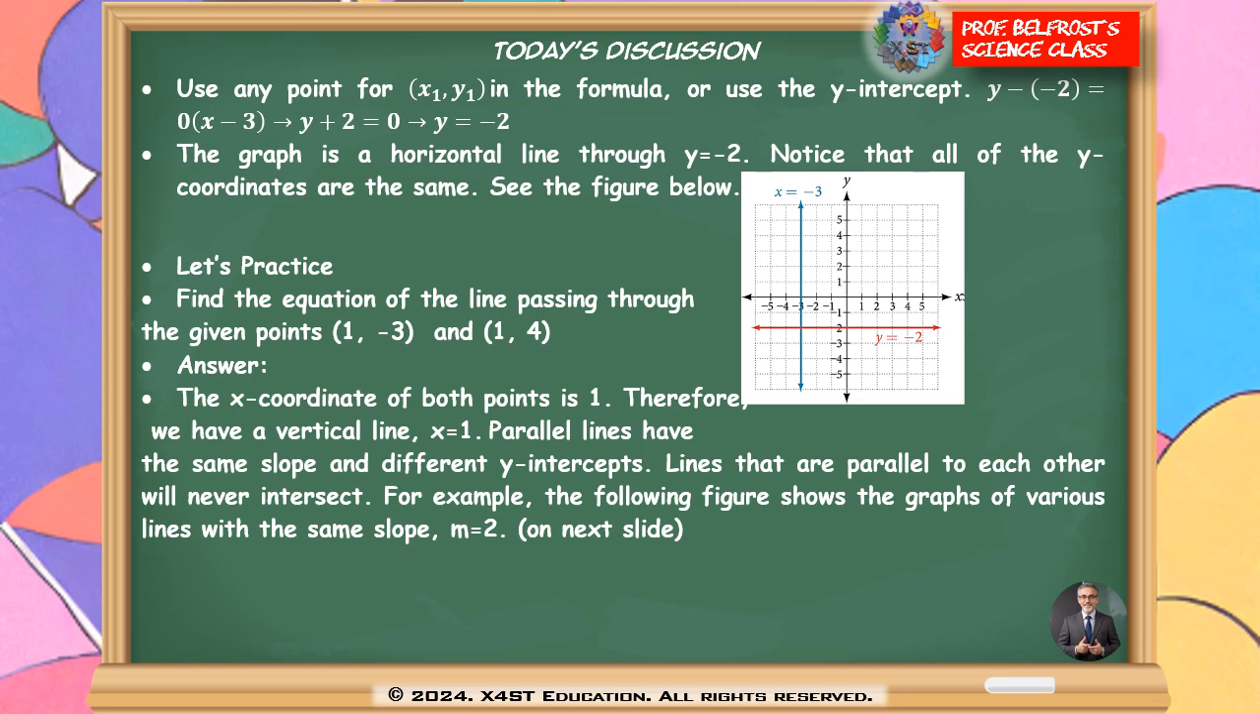Okay, now let's practice. Find the equation of the line passing through the given points (1, -3) and (1, 4). So both have x coordinate 1, so this must be a vertical line, x equals 1.